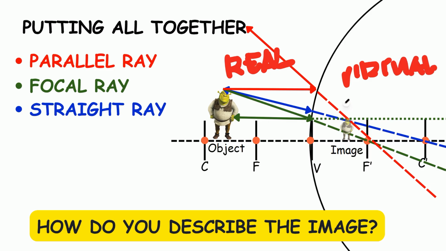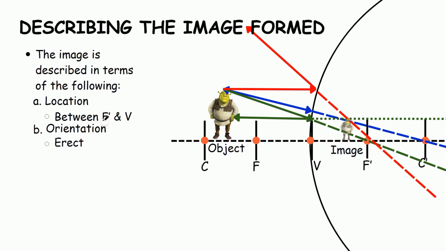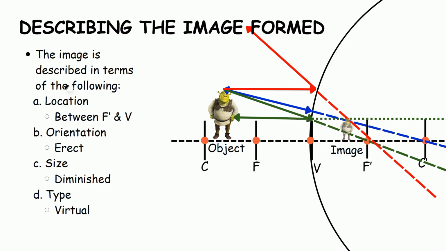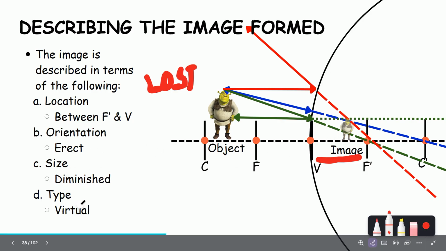So now that we have these three rays traced, how do you describe the image? The image is described in terms of the following. We use the TAOL mnemonics. So location is between the virtual focal point and the vertex. The orientation is erect because it is above the principal axis. And then size is diminished and type is virtual because it is behind the mirror.